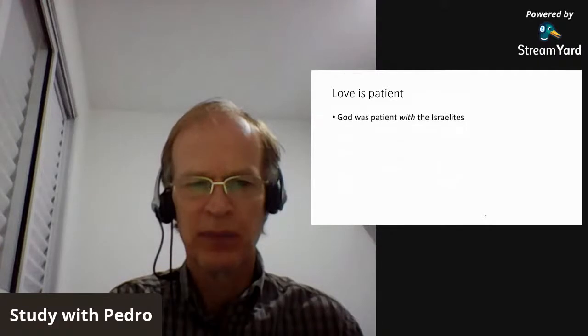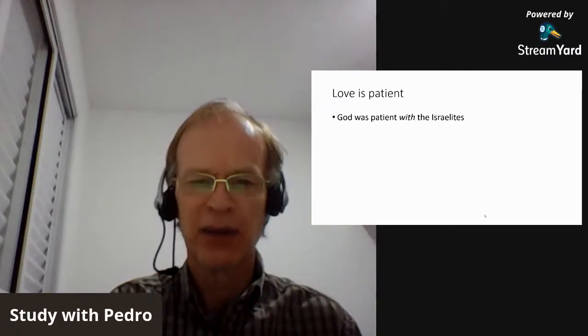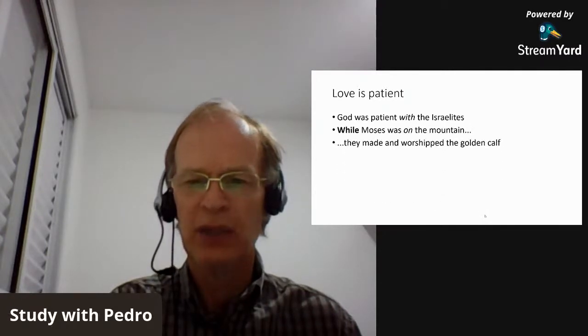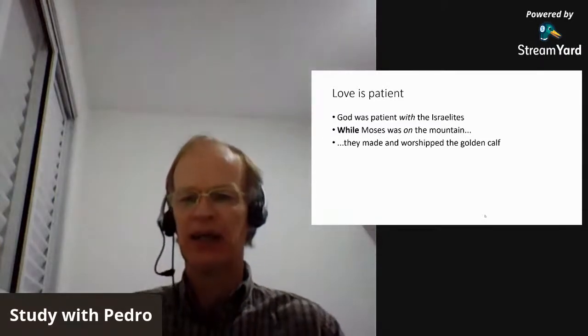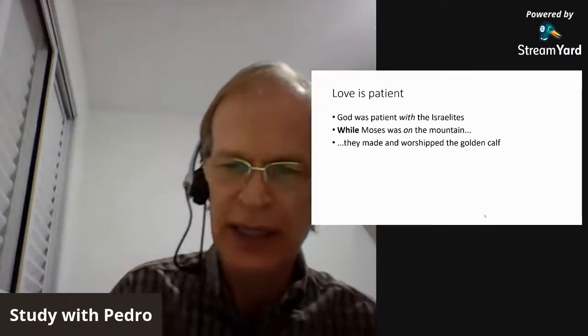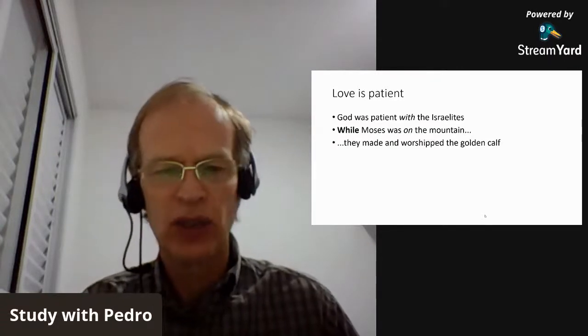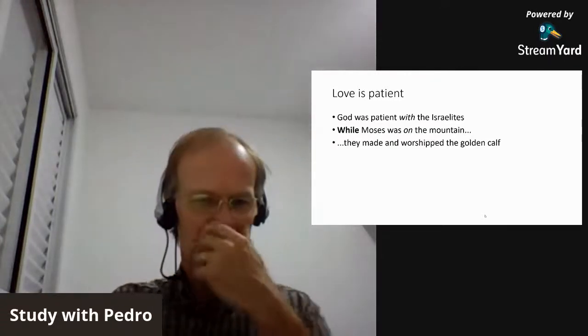Então, now love is patient, Paul said. God was patient with the Israelites. Israelites, I believe. God was patient, very patient. While Moses was on the mountain, they made and they worshipped the golden calf. Calf, I forgot to highlight this. Calf is a baby cow, vaquinha, I don't know, and it's made out of gold. And that should be a highlighted golden calf. Golden can be a verb. And it's not used, but it can be. So they made and worshiped the golden calf.